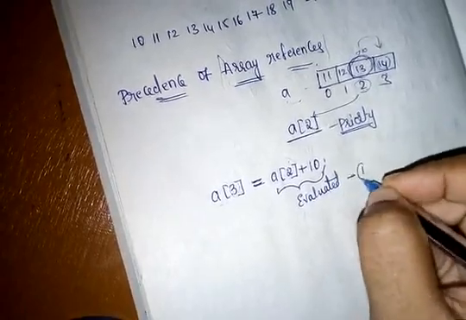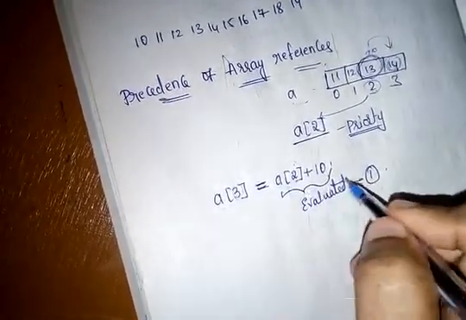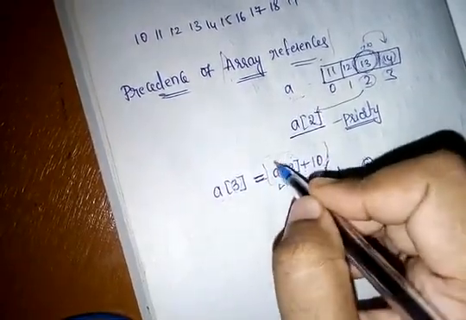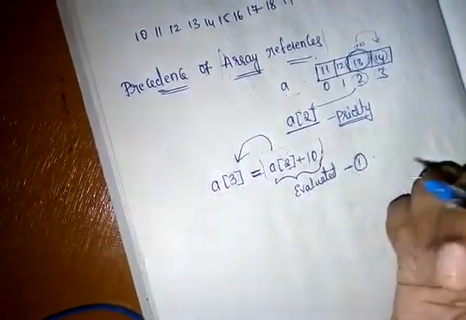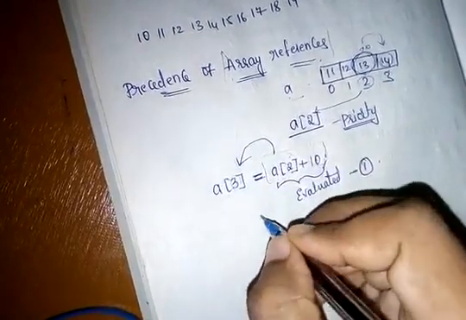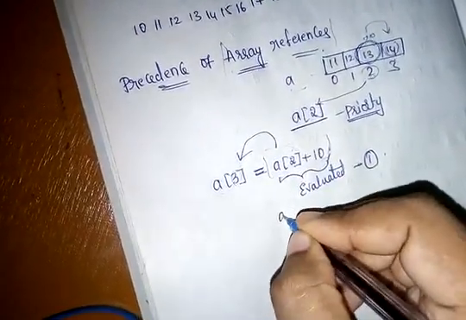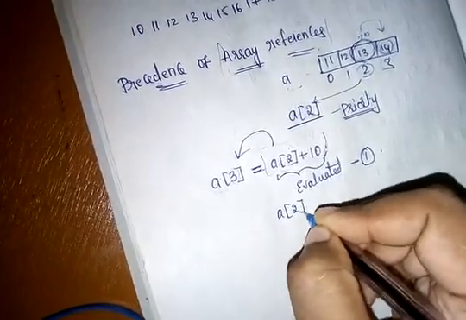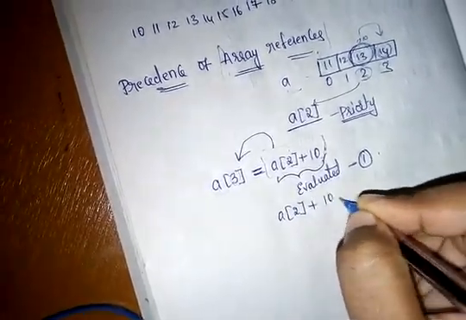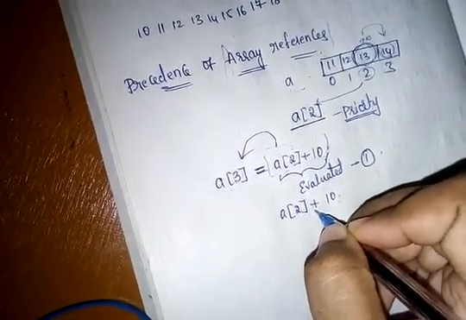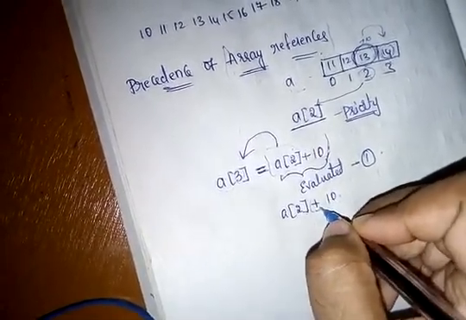This will be evaluated first. So this will be evaluated, and then the overall result which we obtain after evaluating this expression will be copied to the left side variable. So when you evaluate this expression, we have two operands. That is A of 2 plus 10, and we have an operator, the plus operator.